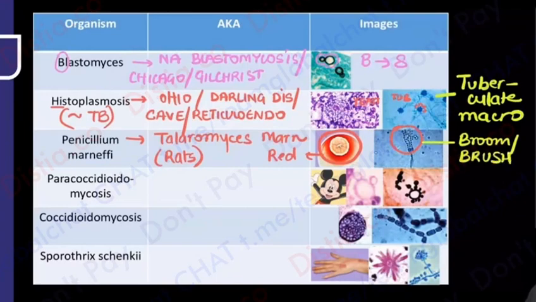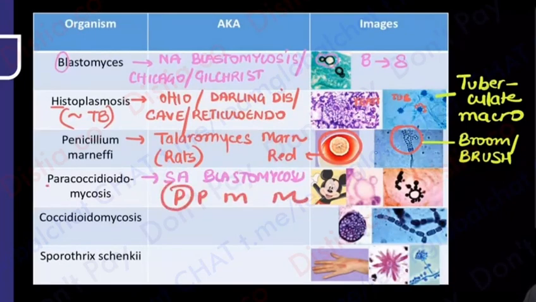Coming to the next, paracoccidioidomycosis, which is also known as South American blastomycosis, and it shows you PPMM. What was PPMM? Paracoccidioidomycosis shows you the pilot wheel appearance. What was the other name for pilot wheel? It was known as the mariner wheel appearance, and then you had a Mickey Mouse also. It was also showing you the Mickey Mouse. So pilot wheel, mariner wheel, Mickey Mouse, same thing.